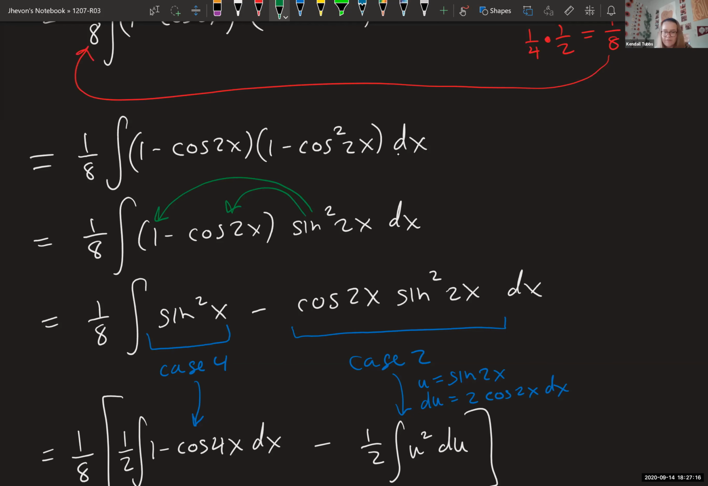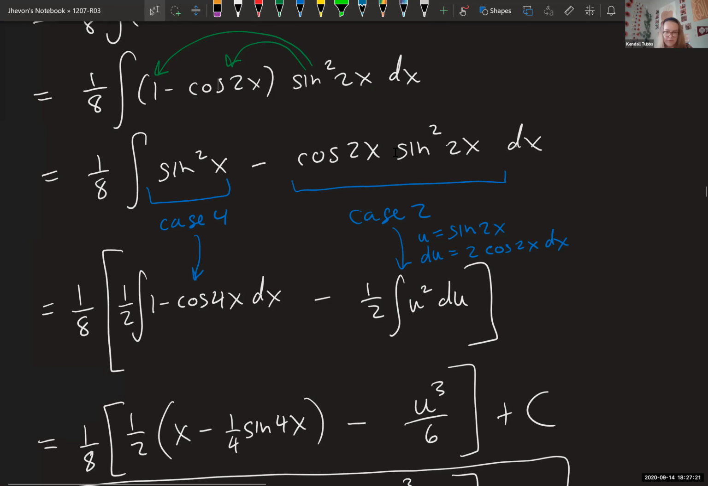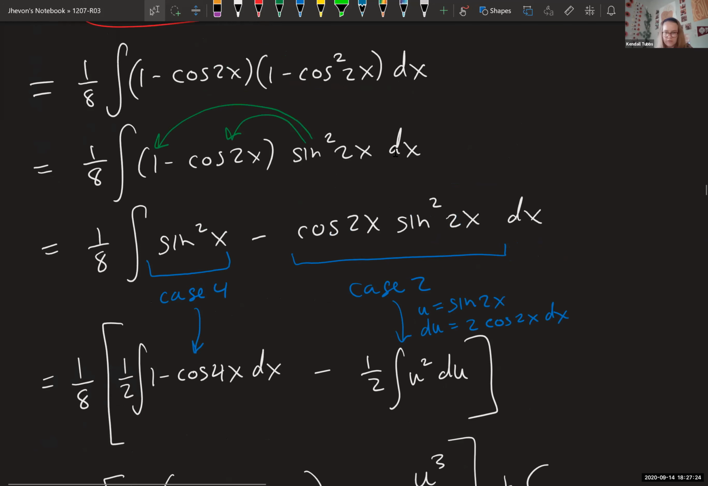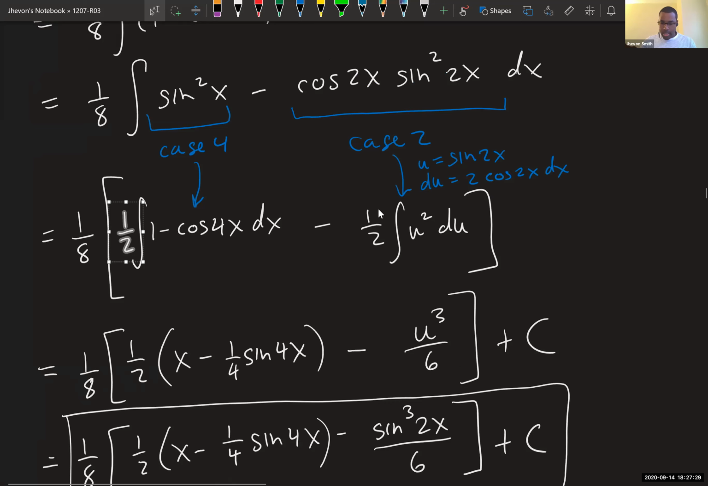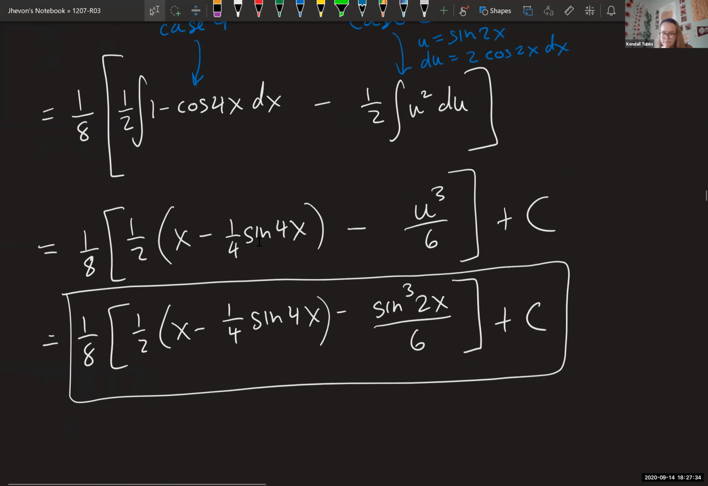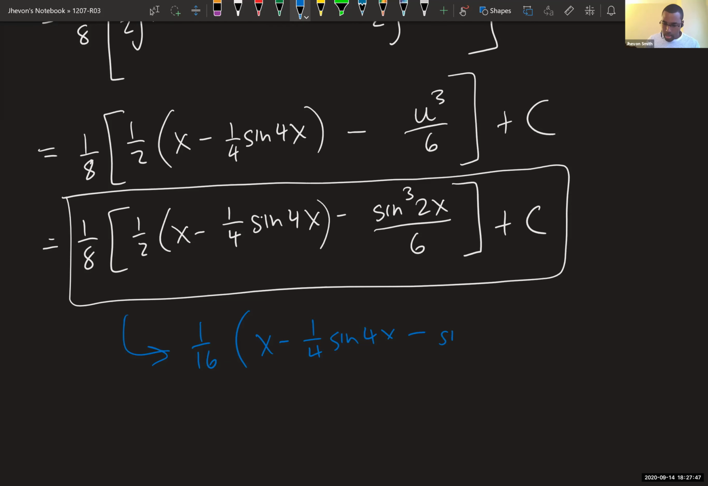On the step at the bottom of the screen, is there a reason you didn't factor out that 1/2? So it was like 1/16, and then both of those integrals, would that be equivalent? You mean factor the 1/2 out front, this half here and this half here? Yeah, because there's 1/2 in front of each of those. Yes, I could do that. So for this part, you could do something like 1/16 times x minus a quarter sine 4x minus sine cubed 2x over 3. Yeah, that's also the same.